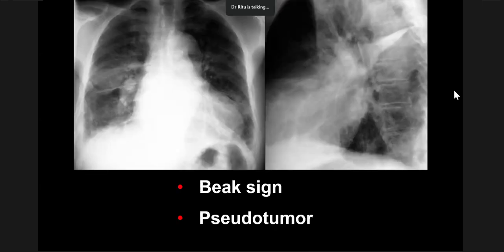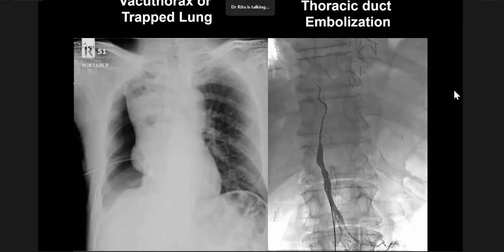Here's an example of a pseudotumor, which looks very mass-like, but whenever you do a lateral, you can see that it takes the shape of the pleura, and this is indeed fluid trapped within the two pleural surfaces, and so this is a pseudotumor or just trapped pleural effusion.